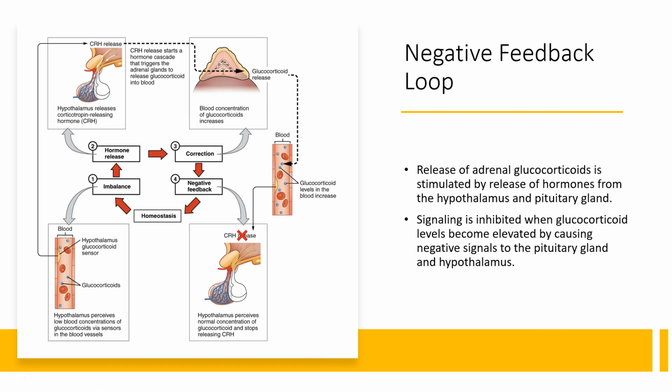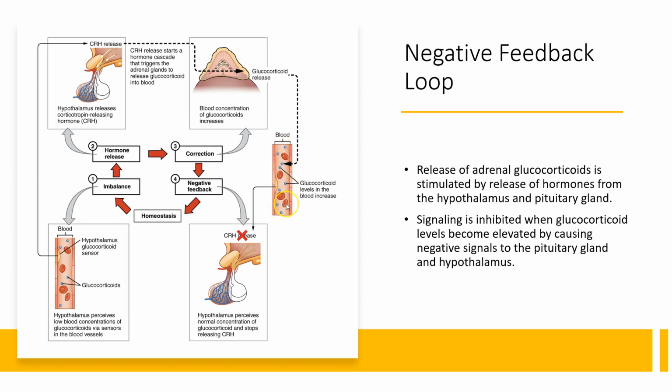In our example here, you can see that there's an imbalance in the blood. So the hypothalamus is going to say, we don't have enough glucocorticoids in our blood, so we have sensors that signal that. The hypothalamus will then release the corticotropin-releasing hormone. This is a hormone that then goes through a cascade that eventually will trigger the adrenal gland to release glucocorticoid in the blood.